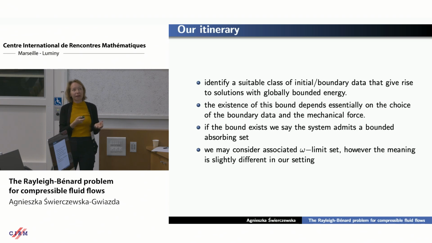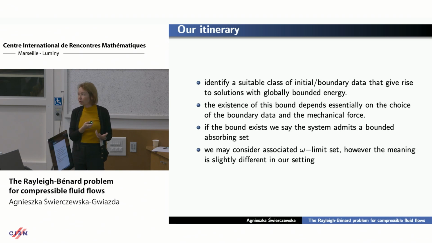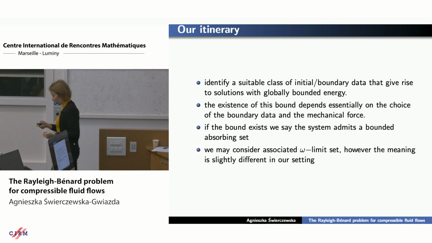Well, one is to identify some suitable class of initial boundary data that give rise to solutions with globally bounded energy. The important thing is that this bound on the energy depends only on the boundary data. So our quantities, this theta B and theta U, these apparent lower temperatures, and the mechanical force, so in our case, this gravitational potential.